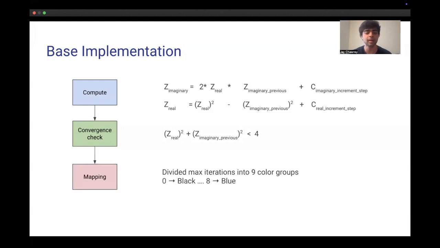Then the final stage is the mapping stage. In the mapping stage, we map the count to different color groups. We have divided the max iterations into 9 different color groups, 0 indicating black and 8 indicating blue, and so on. 0 states that a pixel has diverged for the given iterations, while 8 indicates it has converged in the fastest possible iterations, that is the least amount of iterations. So as we move from left towards the right, the convergence is faster.